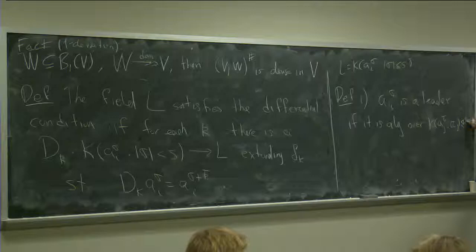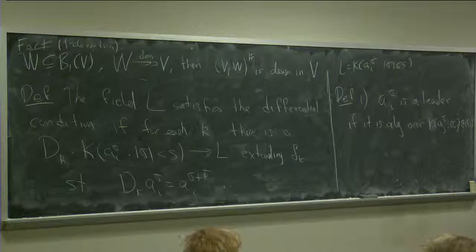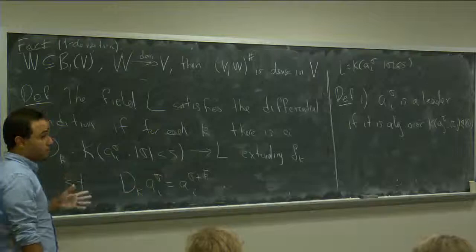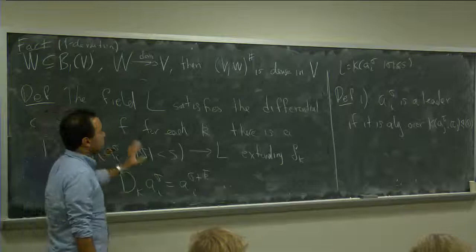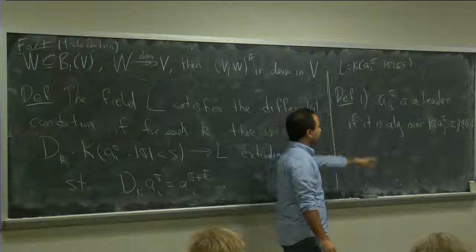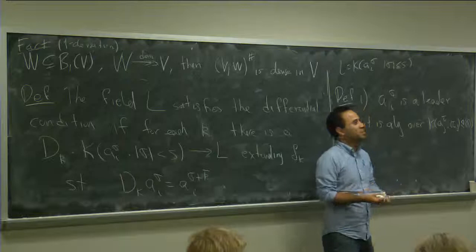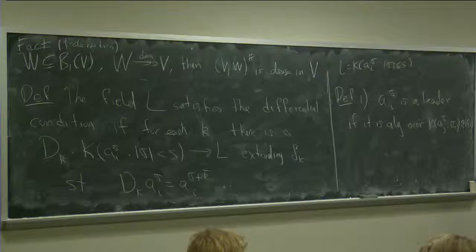Now, can I ask you one thing? Yes. In this definition, does it depend on your choice of A? Yeah, this depends on the presentation. As I said, I could have stated the differential condition for the tuple. This is how David Pierce does it, and I'm keeping his notation. Basically, what a leader is: I take an element and look at the canonical ranking. I take a tuple and look at all the elements that are before it in the canonical ranking, and I ask myself if this thing is algebraic over the previous ones. If it is, it's a leader.